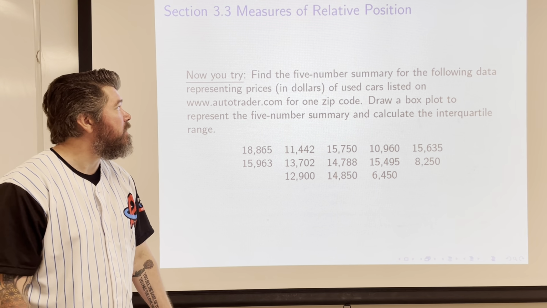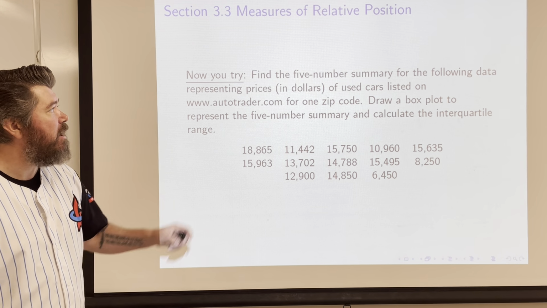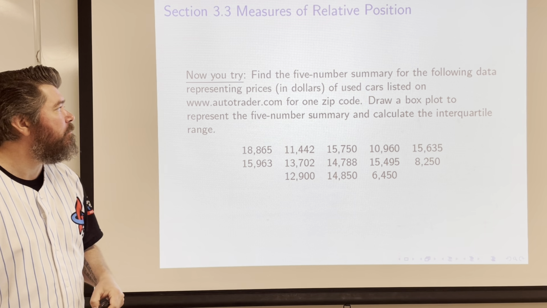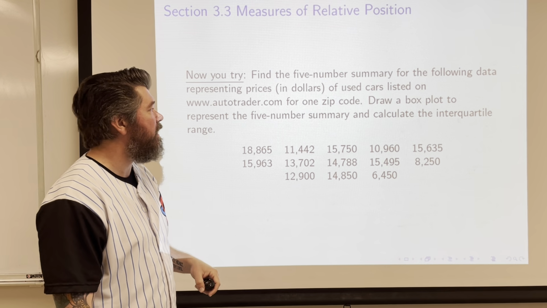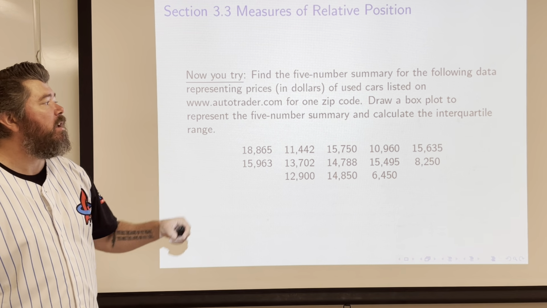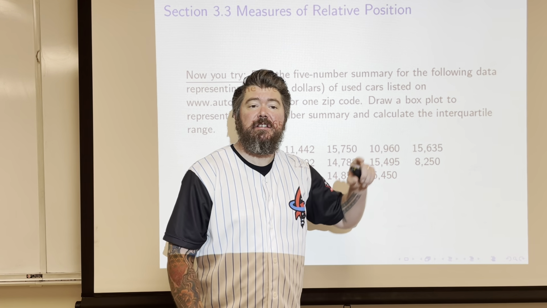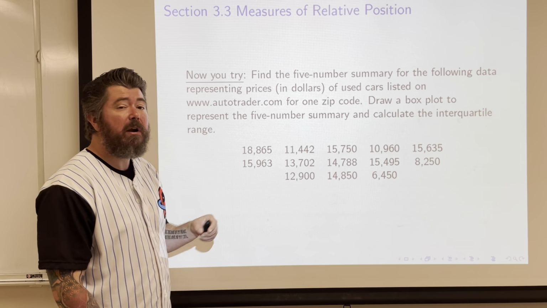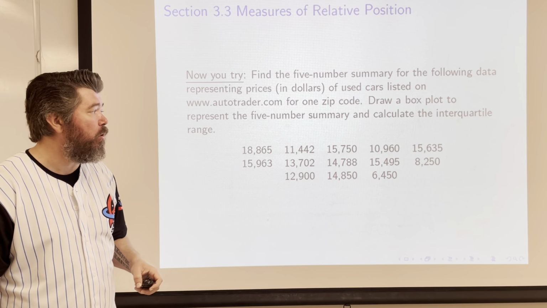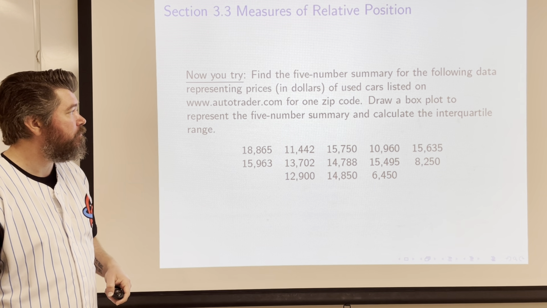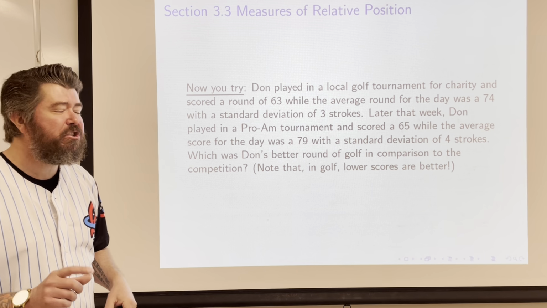Now, you try. Look at this data set and find the 5-number summary here and try drawing a box plot. Try using that technique and drawing a box plot to represent the 5-number summary. And once you've done that, remind yourself how to calculate the interquartile range. This will be good practice before you start the Hawks homework for this section. And once you've done this, try this problem. This one's a little tricky.